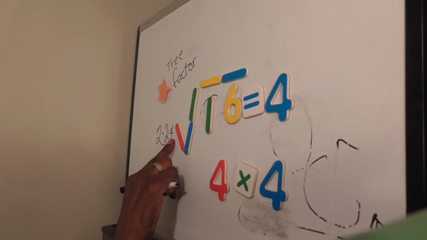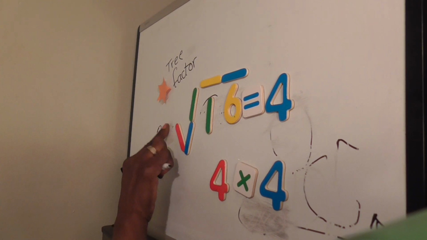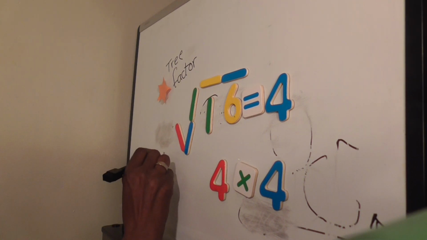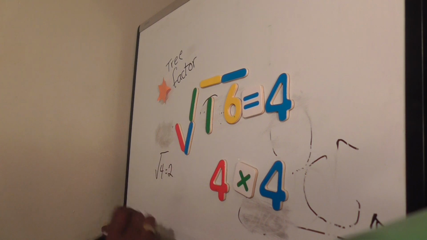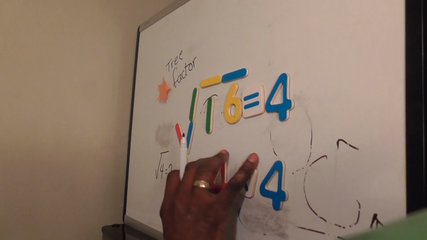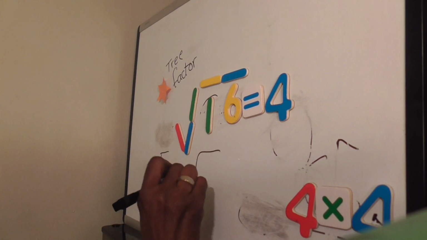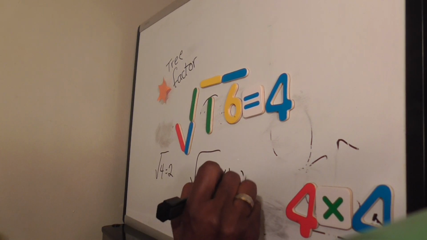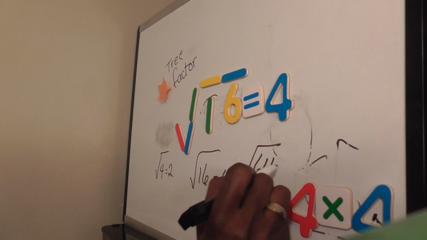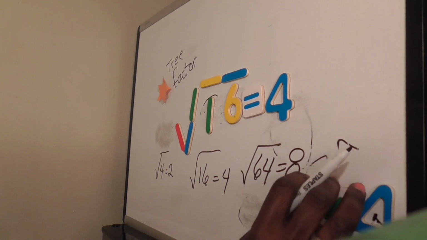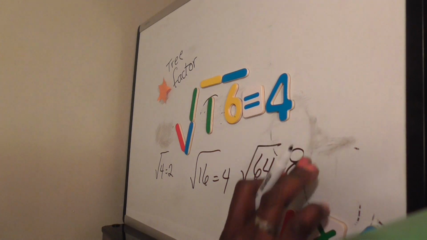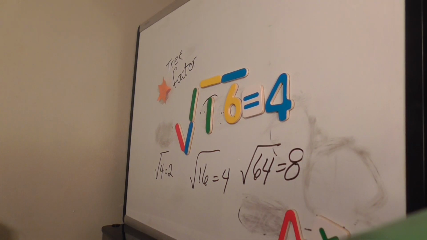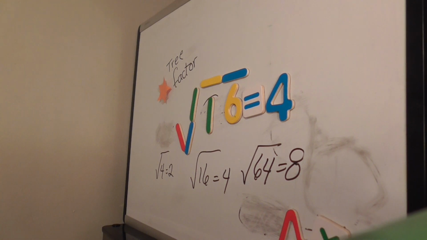I just thought I'd run that by you today. It's just a basic of square roots. The square root of 4 equals 2. The square root of 16 equals 4. The square root of 64 equals 8. And that is just a very, very basic review of square root. And I thought I'd just talk about that today.